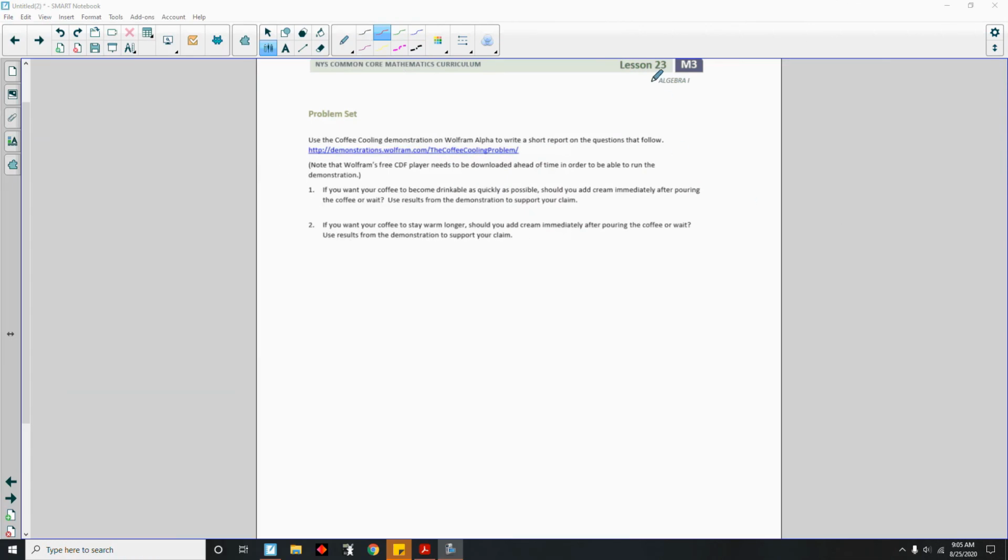Okay, page 5 brings us to the end of lesson 23. Go to your problem set.